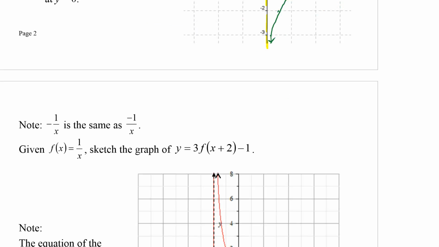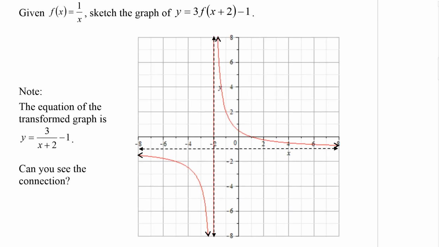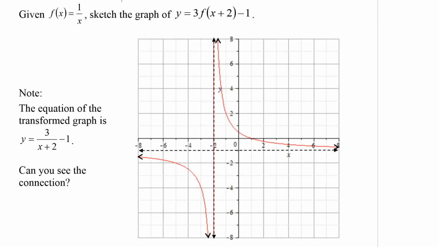Let's take a look at the next page. Note that if you have the negative 1 over x, it's the same thing as negative 1 over x. As long as you just have one negative sign altogether, the values are the same. Well, let's take a look at this next one. It says, given f of x is equal to 1 over x, sketch the graph of y is equal to 3 times f of x plus 2 minus 1.